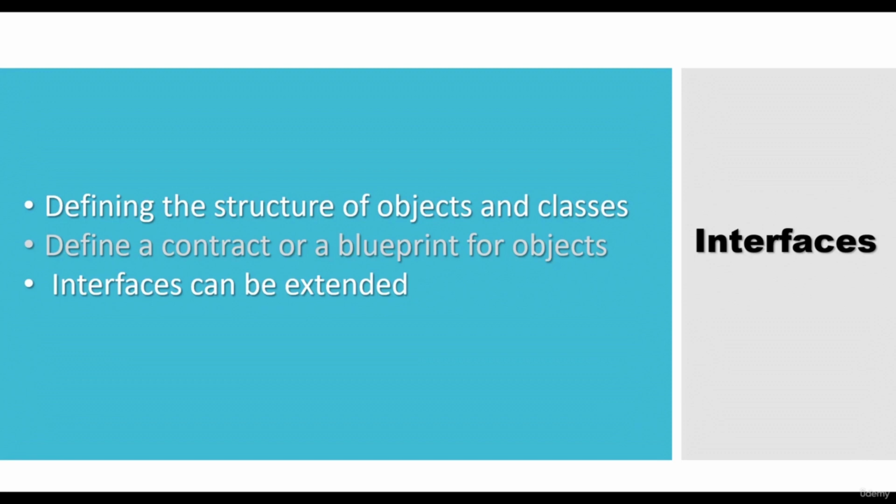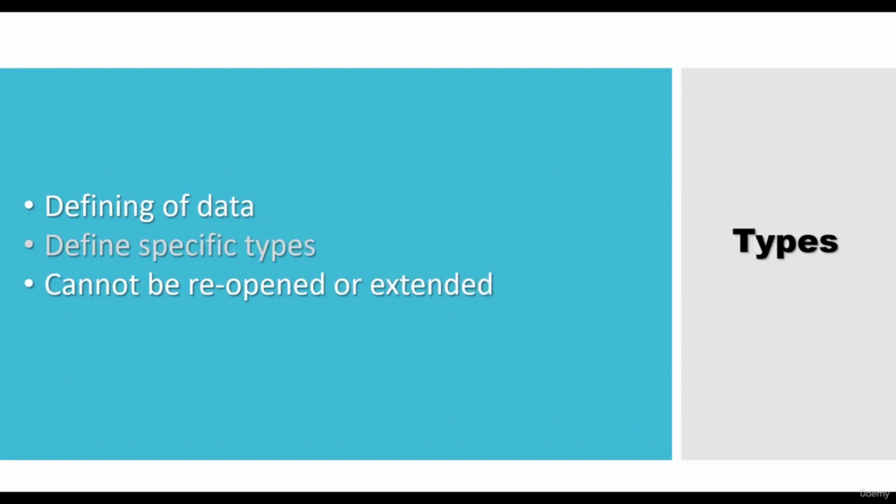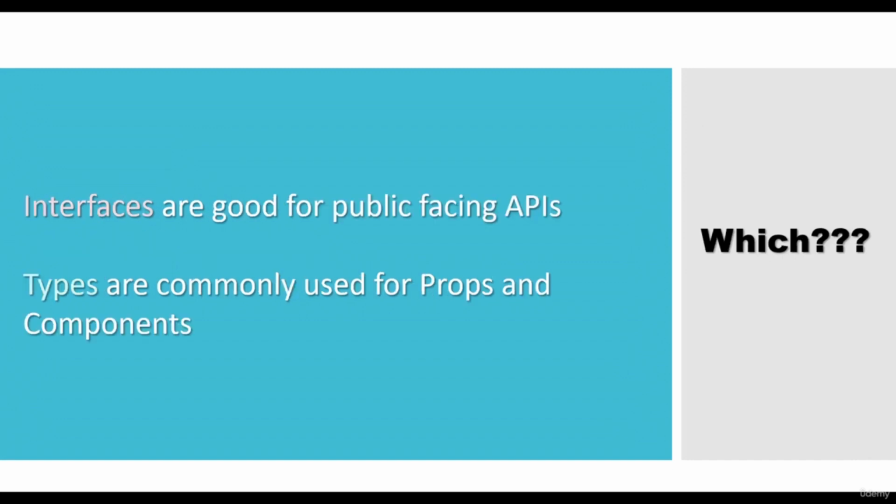Types. Types are also used for defining the shape of data, but they can be used for more than just objects and classes. They are often used for defining specific types like functions or creating aliases for complex types, which can be handy for readability and reusability. Unlike interfaces, types cannot be reopened or extended to add new properties or methods. Once you define a type, you cannot add to it later on. That's simple. Now, which one to choose?